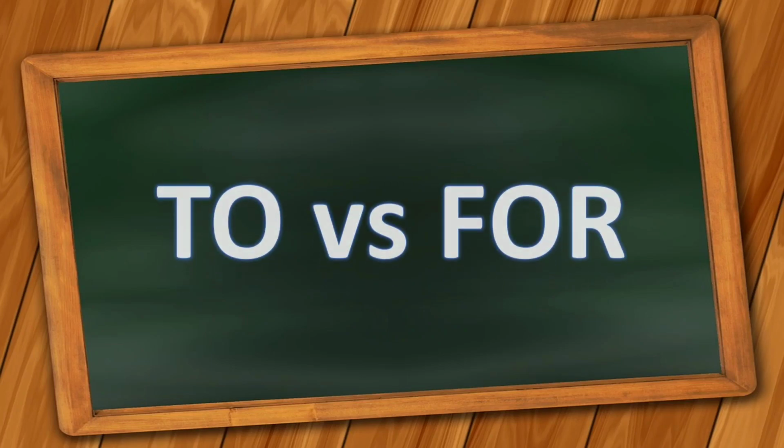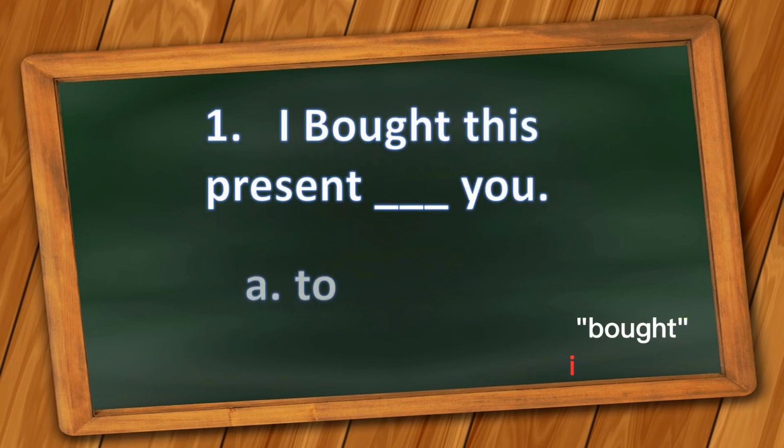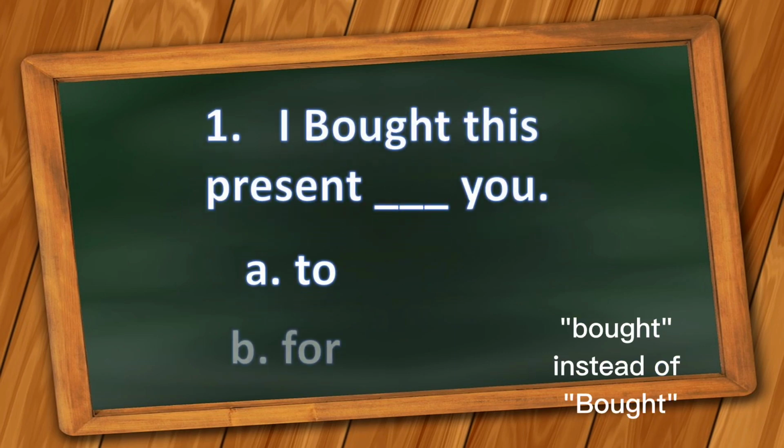Narito na tayo sa ating grammar review. To versus for. Sagutan natin ang mga pangungusap. Piliin kung to or for. Number 1. I bought this present to or for you. Tama. Ang isasagot natin dito ay walang iba kundi ay for.